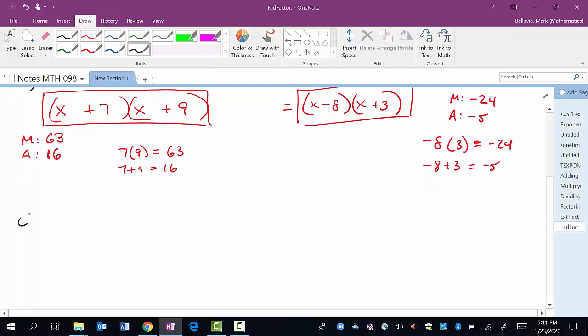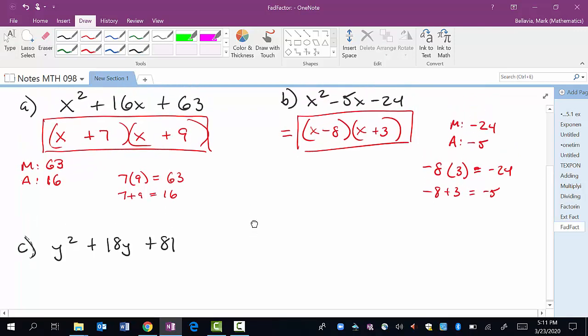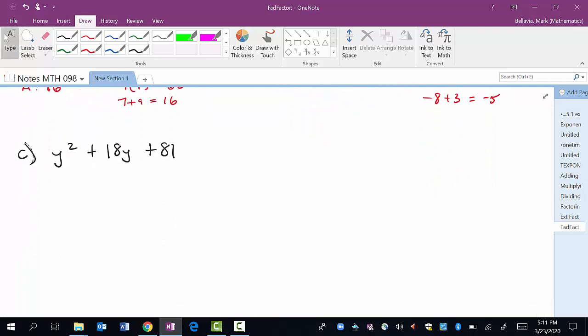Let's just take a look at one more here. If I wrote y squared plus 18y plus 81. So again, the directions are factor. And to factor this, the first thing you should look for is a GCF, a greatest common factor for all three of these. The only thing that I would have is 1, so you don't have anything to factor out.